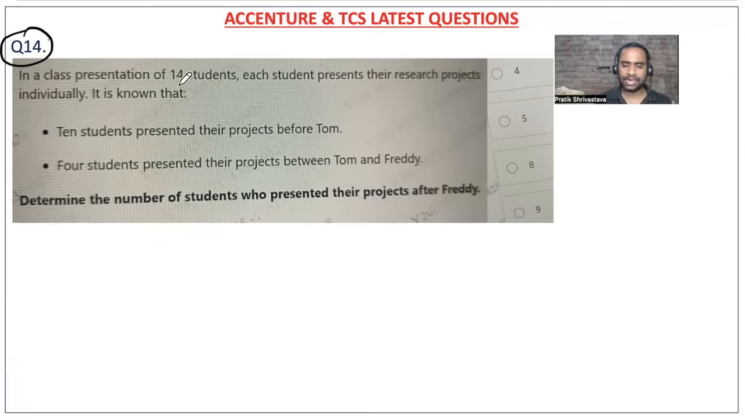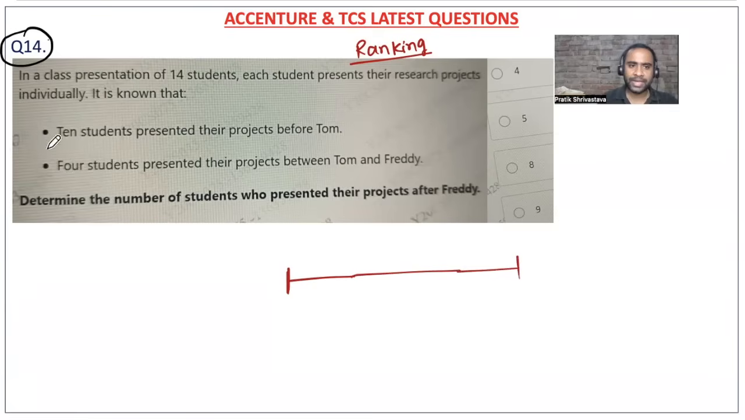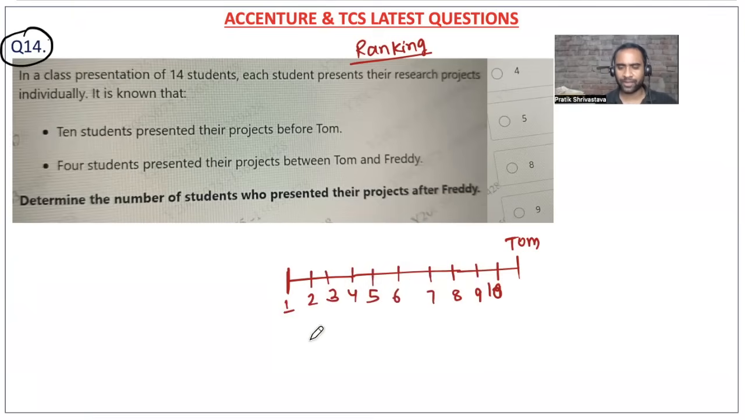Okay. Now question number 14 says, in a class presentation of 14 students, each student presents their research project. So this is basically an order and ranking problem. Now total is 14. Okay, fine. 10 students present their project before Tom. So before Tom, there are 10 students, like here ninth, right? Sorry, 10 students means 10th, ninth, 8th, 7th, 6th, 5, 4. You don't have to write, you understand it in a better way. So that is the reason I'm doing it.